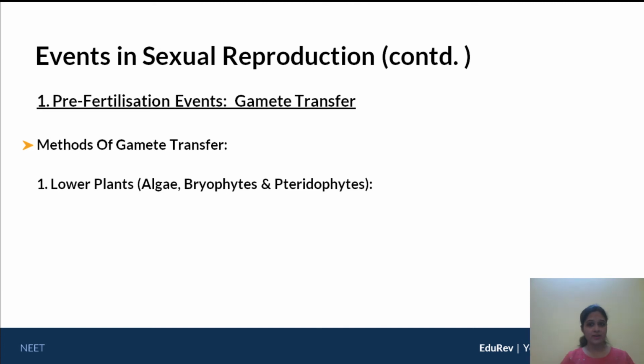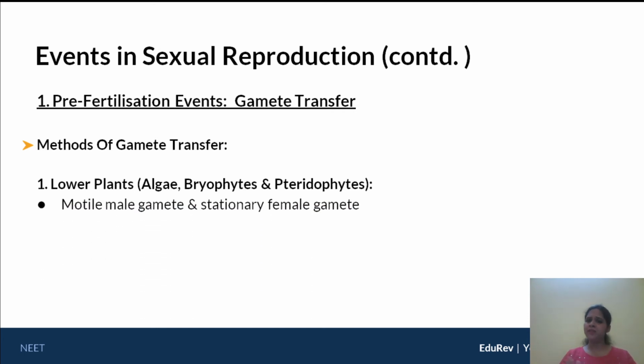So we're going to categorize them in two parts, okay. So let's study about algae, bryophytes, and pteridophytes. Now, in these three types of plants, lower plants specifically, you will find that their male gametes are motile, but their female gametes are normally stationary. Okay. Now, if a male gamete is motile, or at least one of the two gametes is motile, most likely you will require some sort of watery medium.